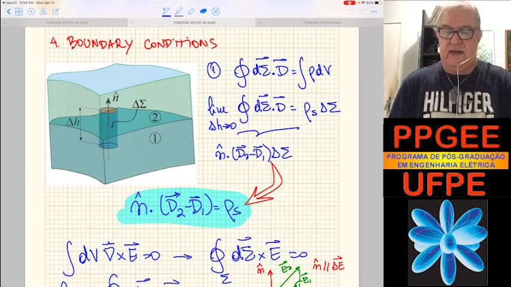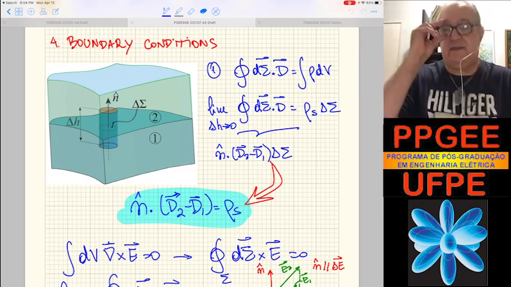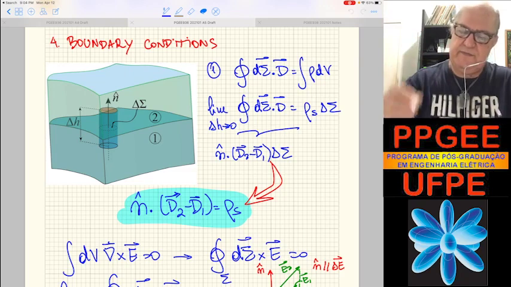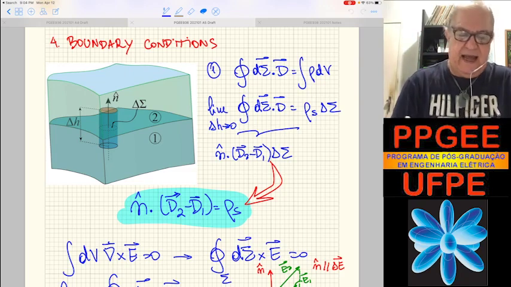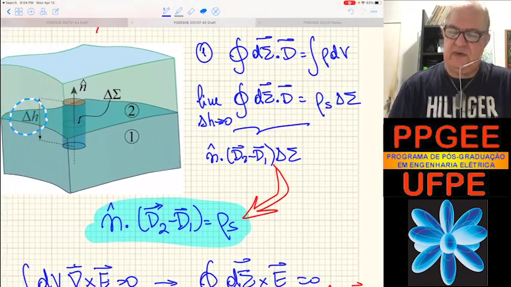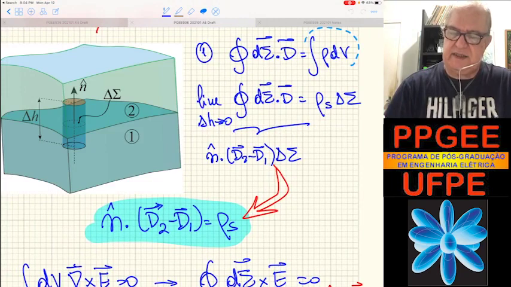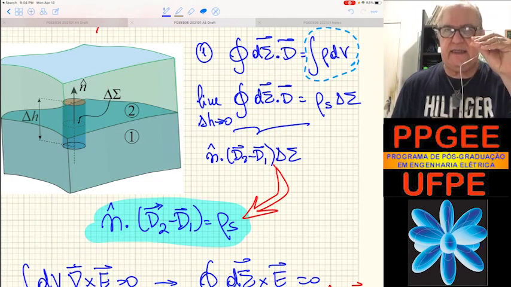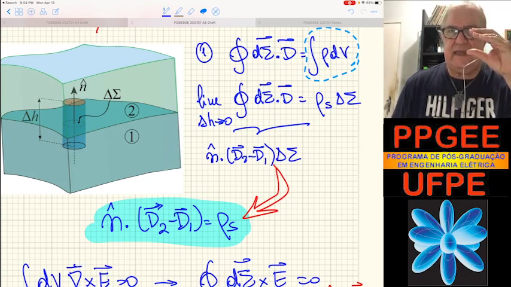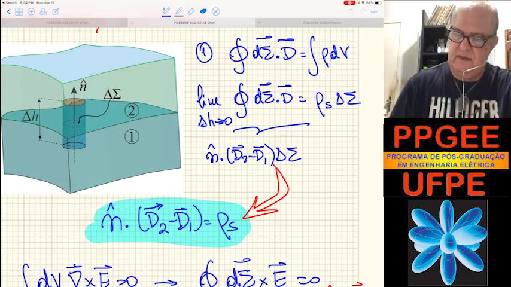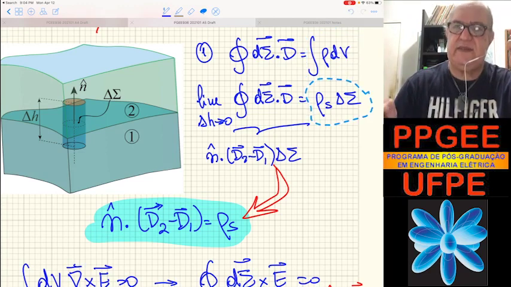Okay, so we calculate the flux out of the cylinder as the height goes to 0. If we do that, the charge enclosed by the cylinder, if we have some surface charge density, that integration is going to pick up only the surface contribution. So that's the result that you obtain.